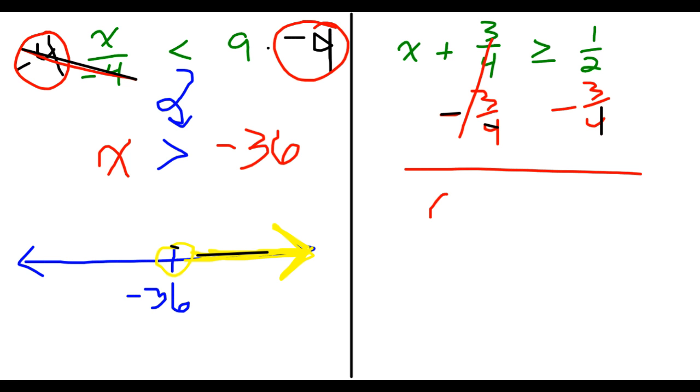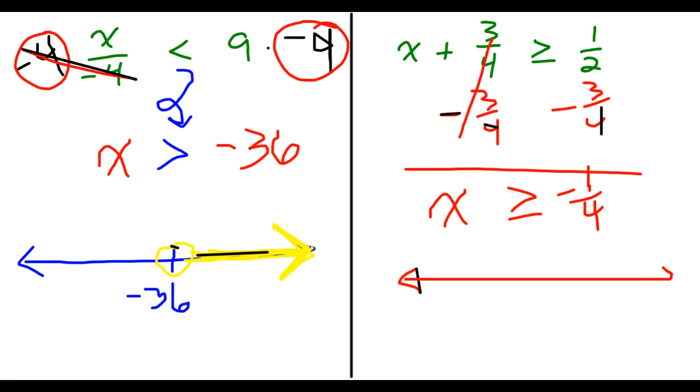End up with x on the left-hand side. On the right-hand side, 1/2 minus 3/4 is negative 1/4. And so that's our solution. Everything for x that is greater than or equal to negative 1/4 is part of the solution. It's an or equal to, so it's a closed circle filled in, and we want the greater side, which is always to the right. So there's our solutions for those two.